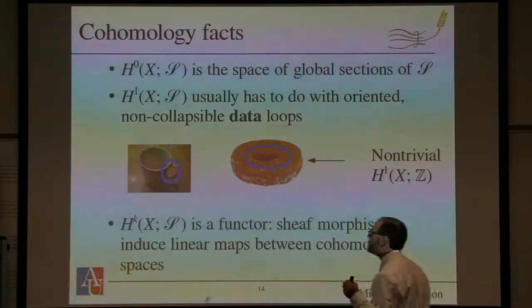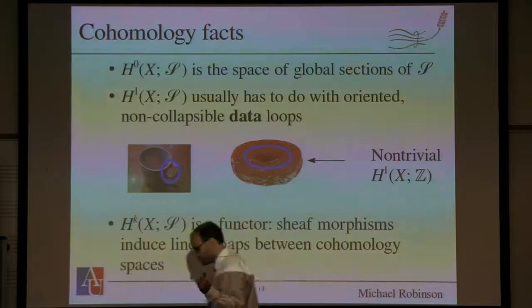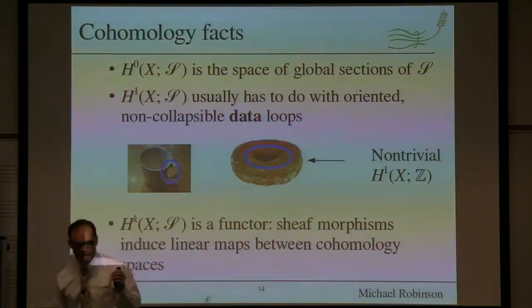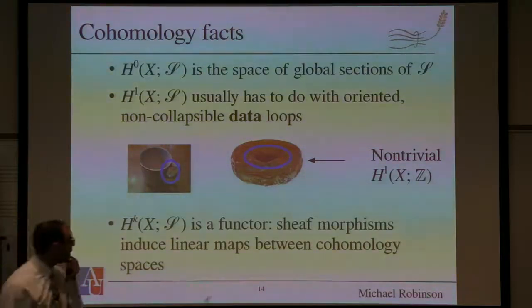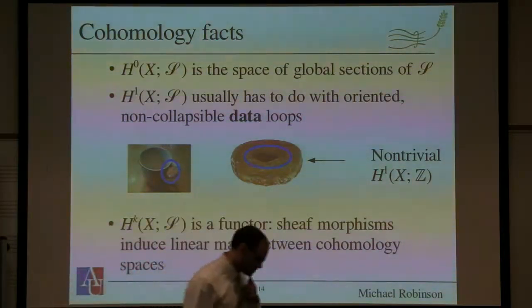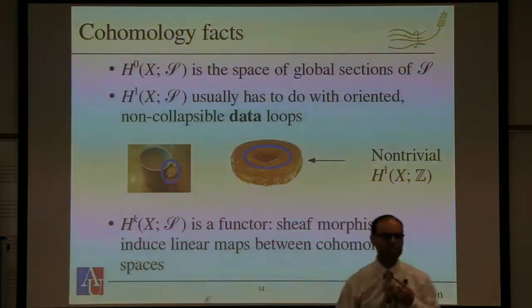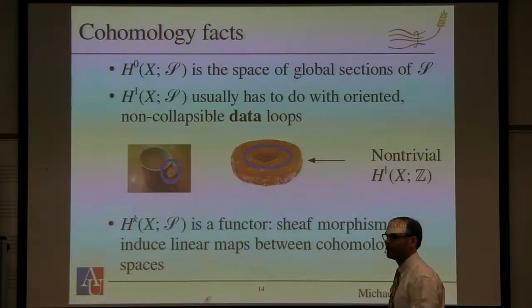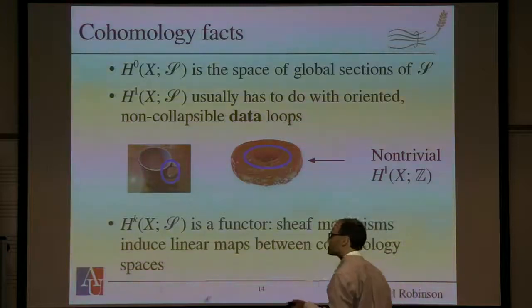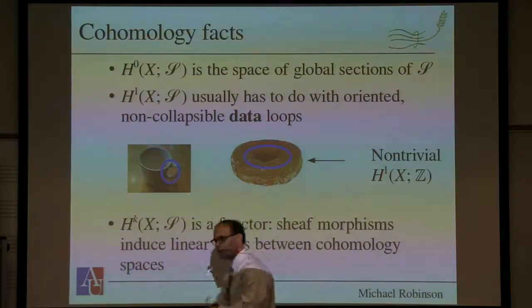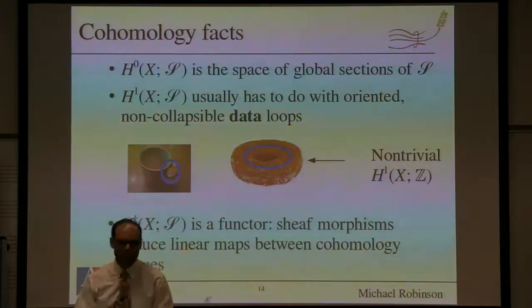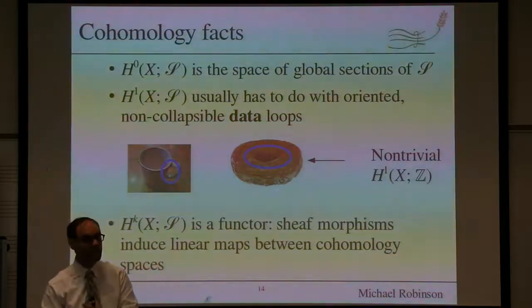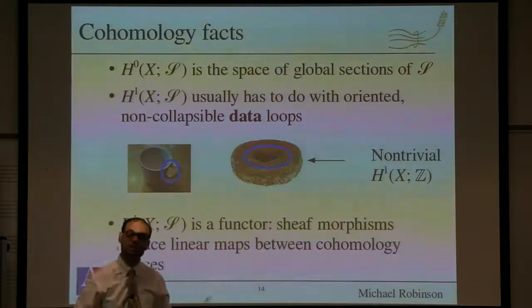Now, H upper 1 is a little more subtle, and that's usually where the action is. H upper 1 is, in essence, detecting the loops. However, these are not just loops. These are data loops. These are situations where I have data feedback, some kind of loopy belief propagation, some kind of recipe for disaster in some sense, or some kind of resonance condition.